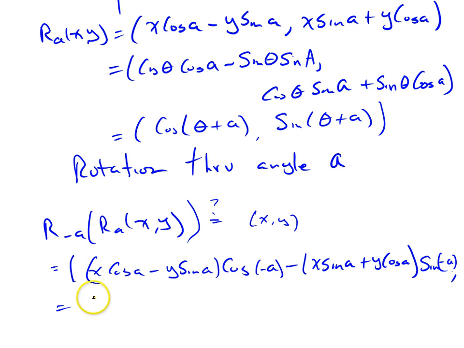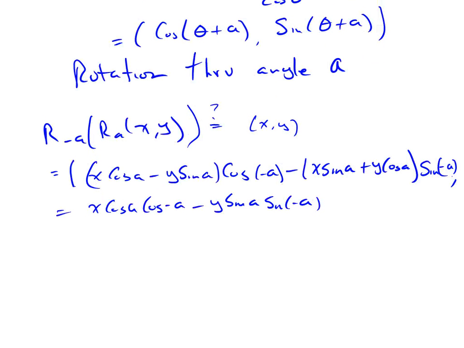Distribute this in. I've got x cos A cos negative A minus y sine A sine negative A. Scroll up a little bit if it lets me here. And then minus, so I'm going to distribute the minus and that thing in there. So I've got minus x sine A sine negative A. And I've got minus y cos A sine negative A. All right, so this times that times that.